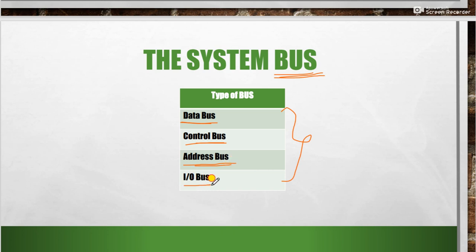Then next we are having the IO bus. With the name only you can understand that it is the input output bus. Input output buses are generally used for carrying the input and output in your system. It means all the input part and the output part will be carried by the IO buses.